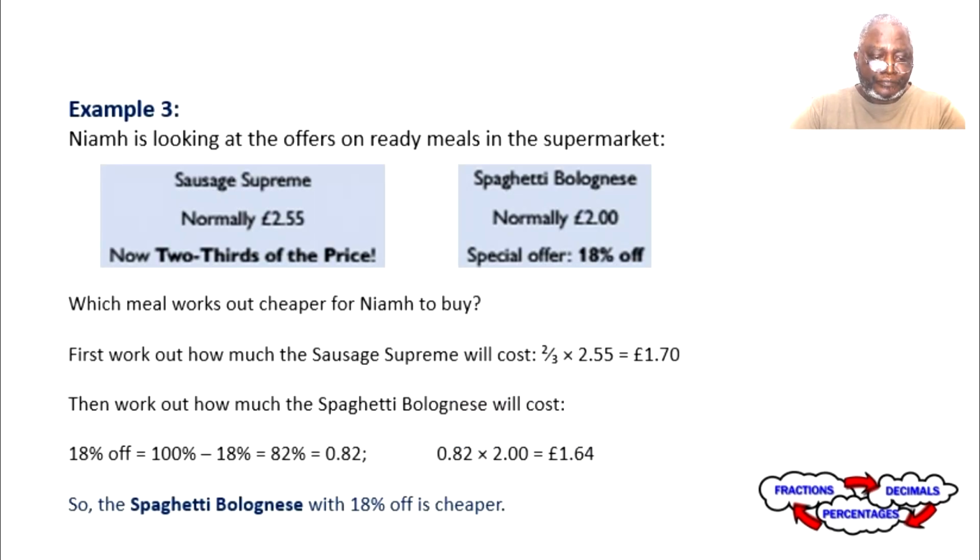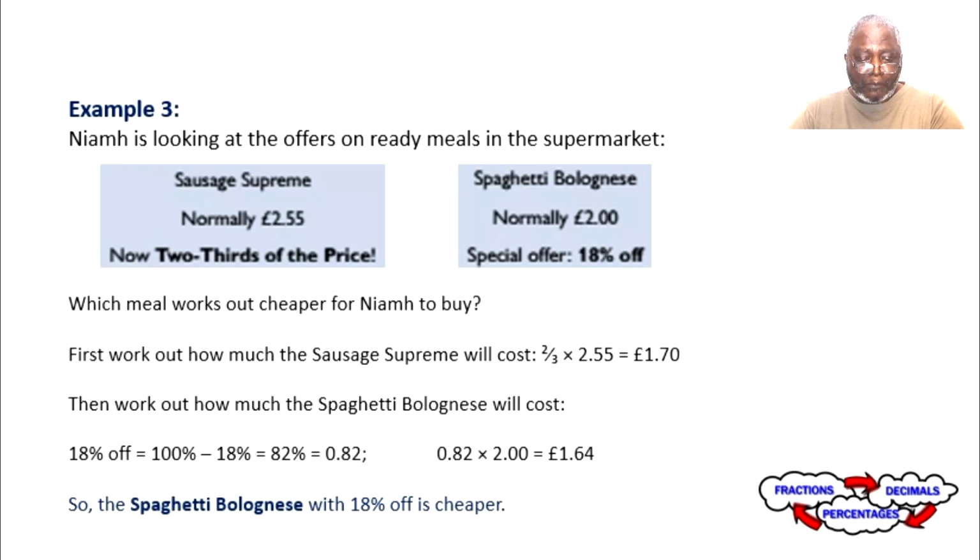Example 3. Niam is looking at the offers on ready meals in the supermarket. Sausage supreme, normally £2.55, is now 2/3 of the original price. Spaghetti bolognese, normally £2, but the special offer is 18% off. Which meal worked out cheaper for Niam to buy?